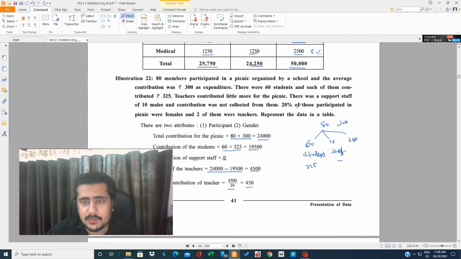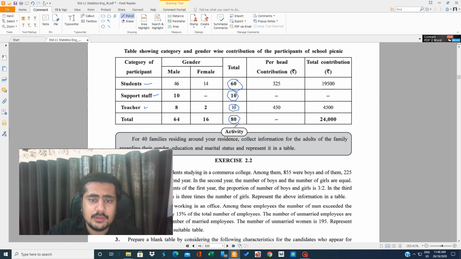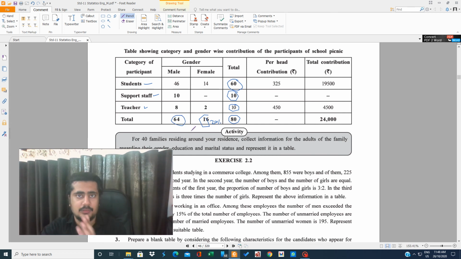20% of those who participated in the picnic were females. So from 80, 20% is female, so 16 are female. If 16 are female, then it is obvious that 64 would be male.